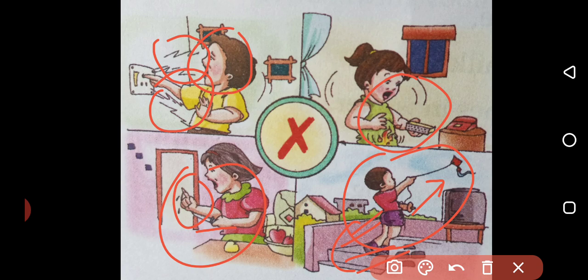So today's topic is safety habits, and there are safety on road 1, safety while traveling in a bus 2, safety at home 3, safety in school 4. There are a total of 4 points. We have to read the points and we have to remember them. So my dear students, today this much only. This is the video explanation.